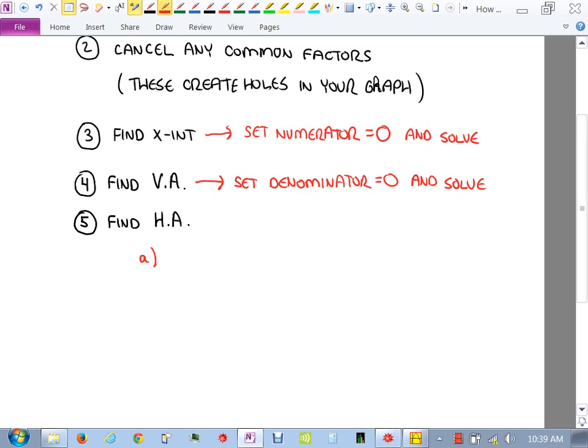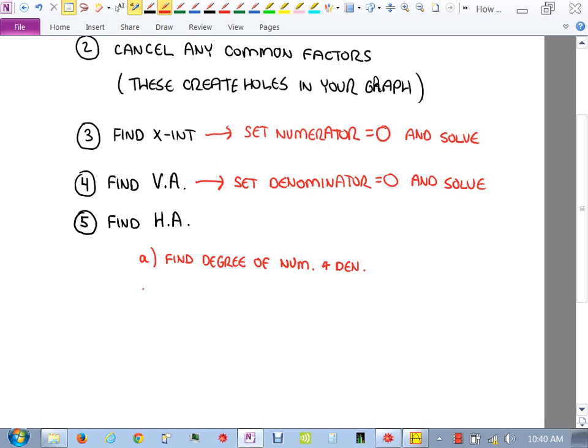Step A. Find the degree of numerator and denominator. You know what I mean by degree? The numerator and denominator are polynomials, right? The top and bottom. So they each have a degree to them, don't they? Degree is the highest power of x. And so the first thing you do is just identify what they are.